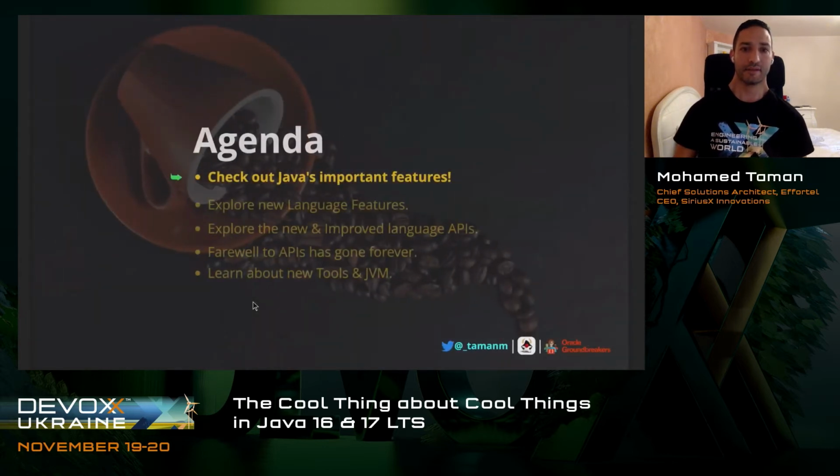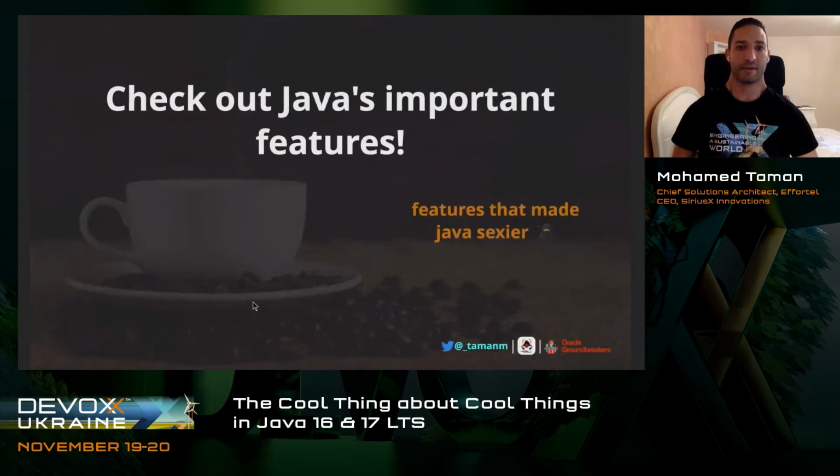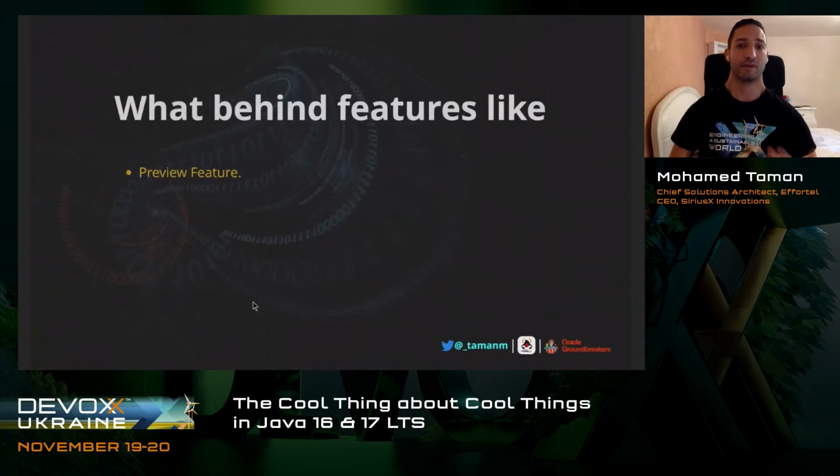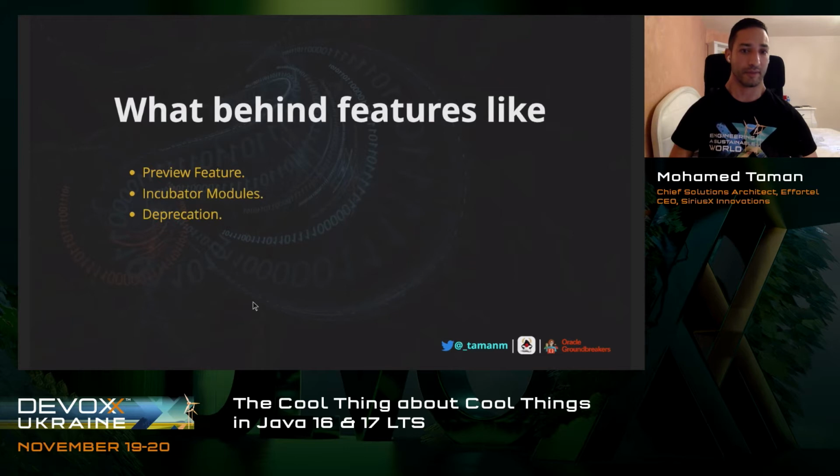So let's check out Java's important features, something that makes Java sexier for us and gives us the opportunity to try out the language. So what is behind preview feature, incubator module, deprecation, and feature marked for removal? Because these are features always introduced since JDK 9.